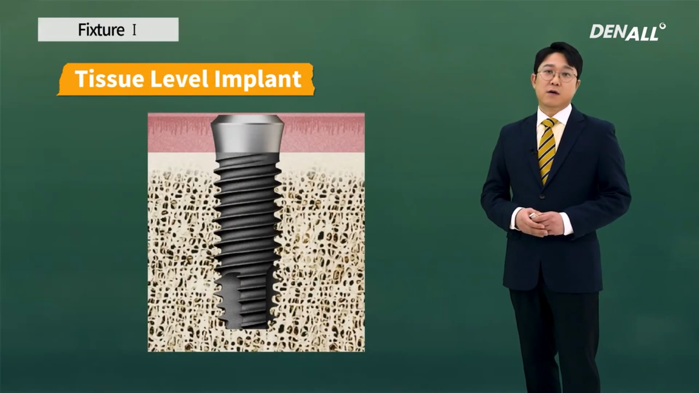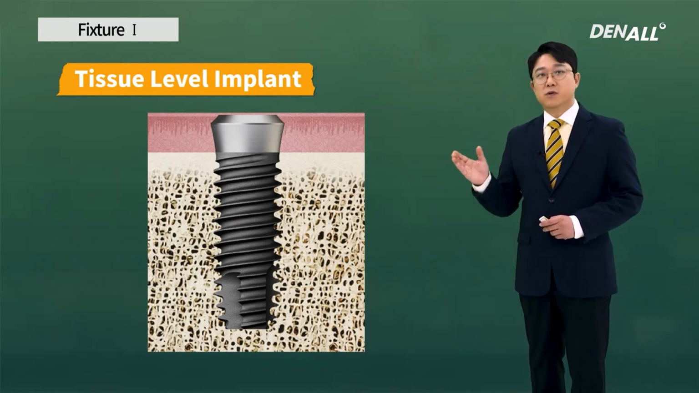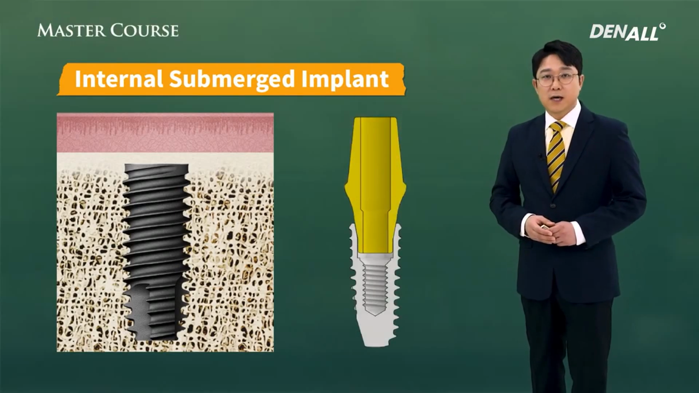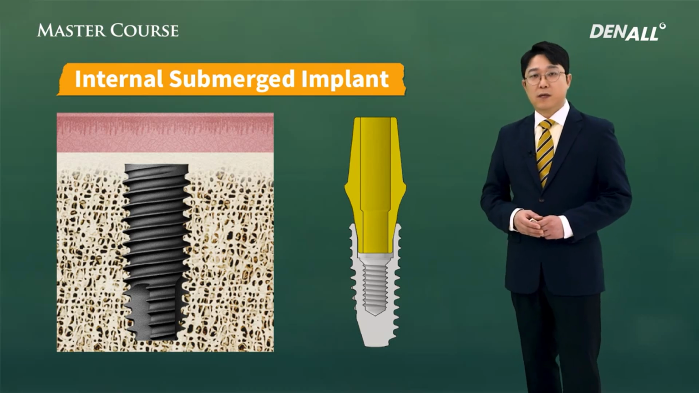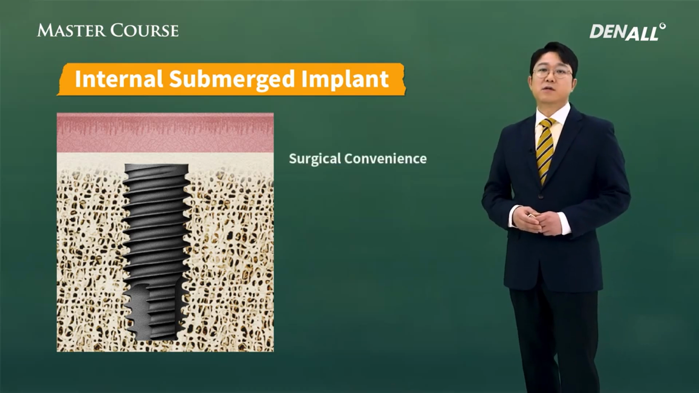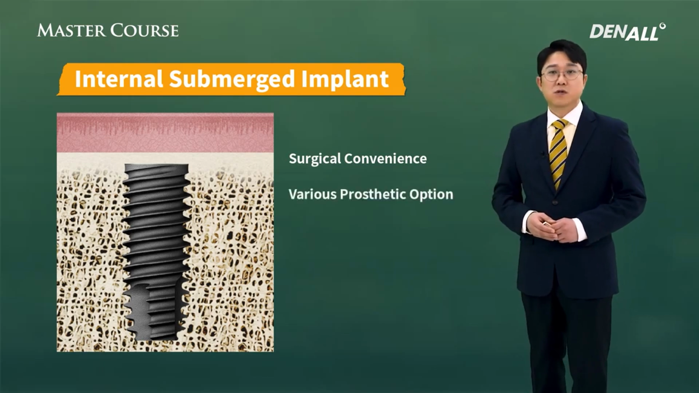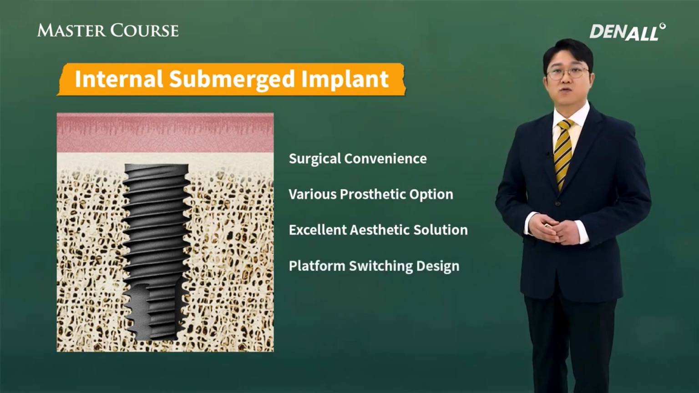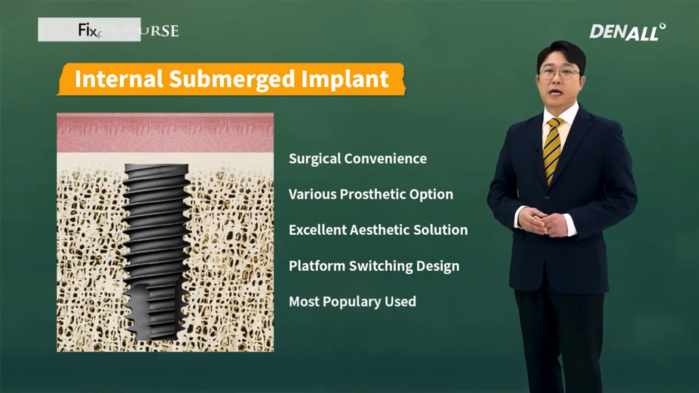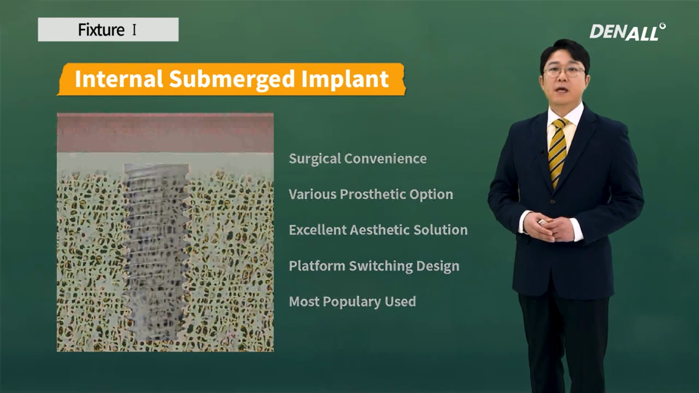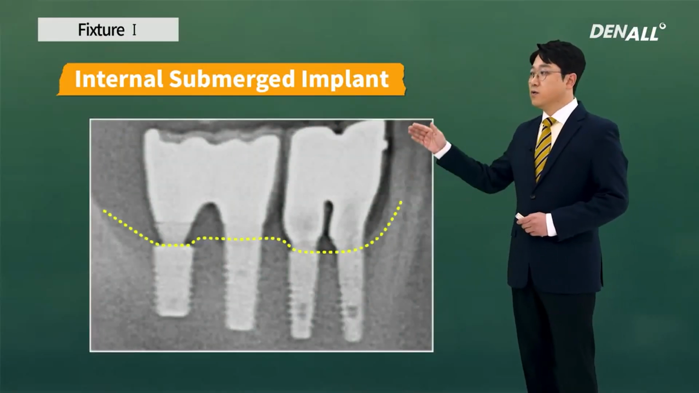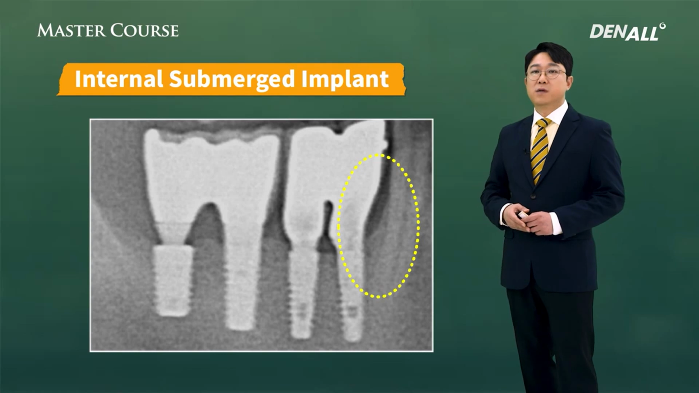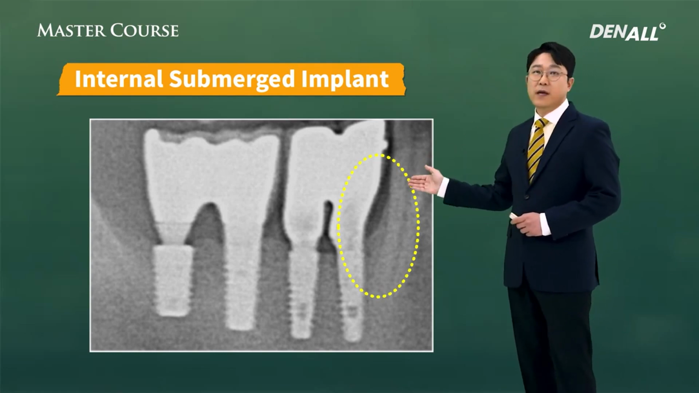To address the problem of the tissue level implant, the abutment cuff, which is part of the fixture, is removed, and the advantage of the implant, which is the internal connection, is adapted in the internal submerged implant. It brings greater surgical convenience to dentists. It has various prosthetic options, excellent aesthetic solution, and the breakthrough design, the platform switching design, and it is most widely used currently when there is inconsistent bone level. Unlike the conventional implants like external or tissue level implants, stability in the marginal bone is achieved, which was hard to get before.